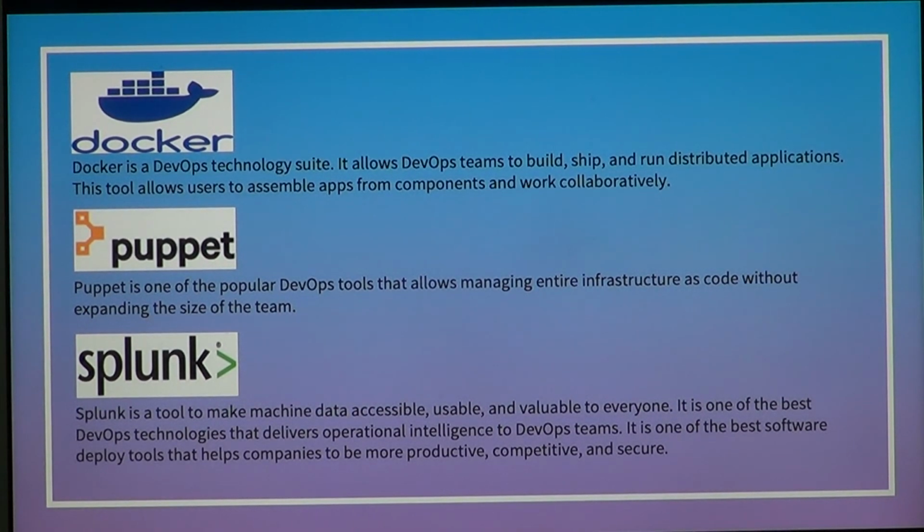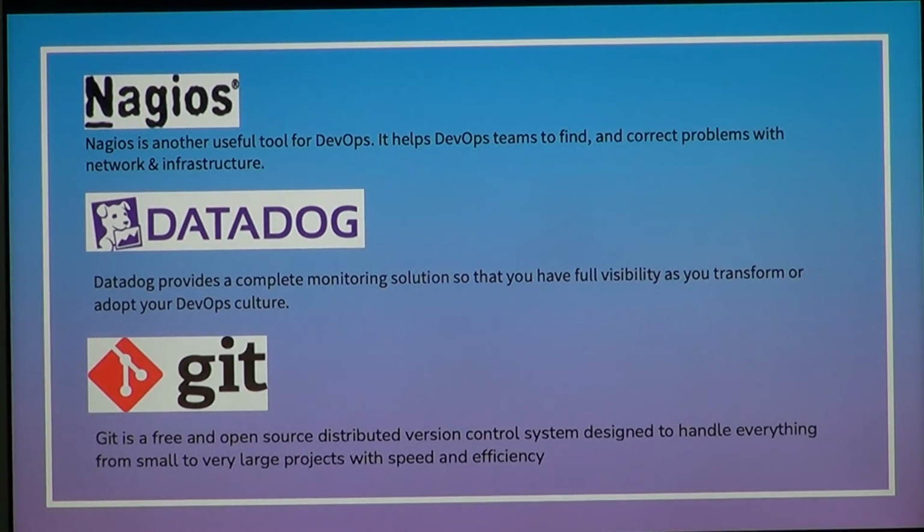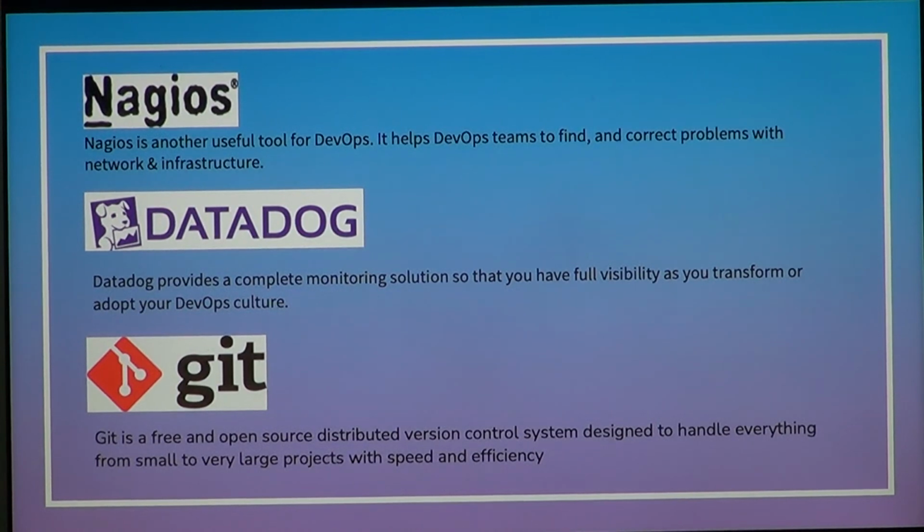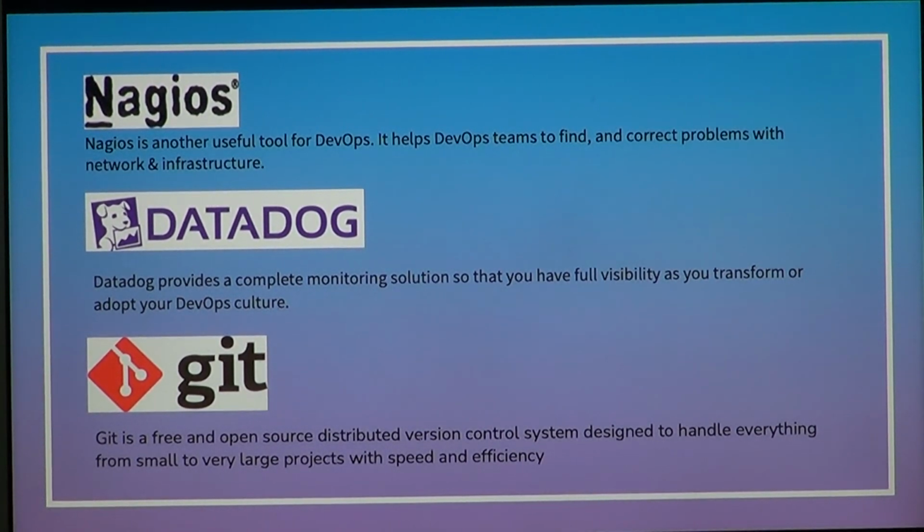The next one is Nagios. Nagios is another useful tool for DevOps. It helps DevOps teams to find and correct problems with network and infrastructure. The other one is Datadog. Datadog provides a complete monitoring solution so that a DevOps engineer has full visibility as you transform or adopt your DevOps culture.